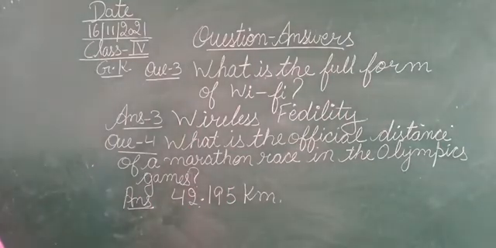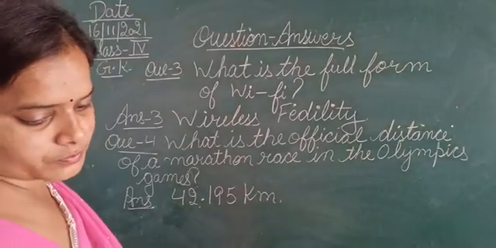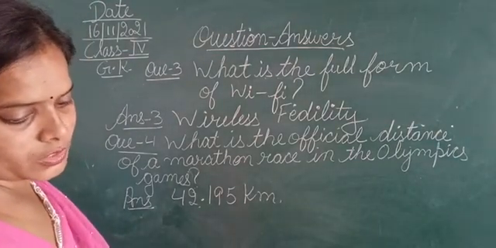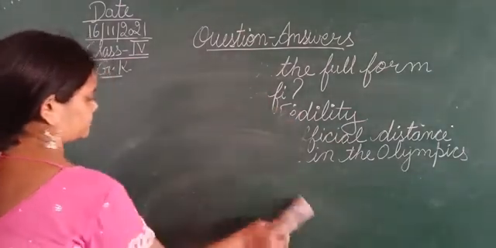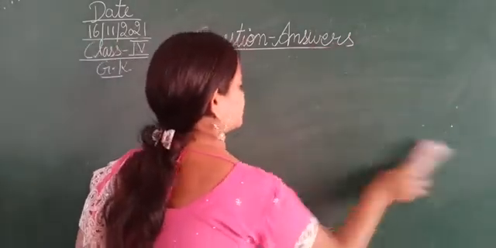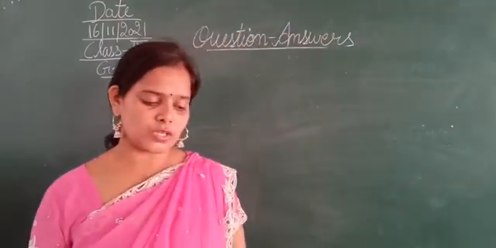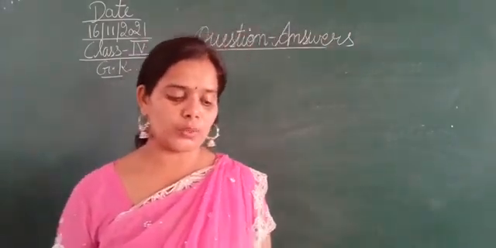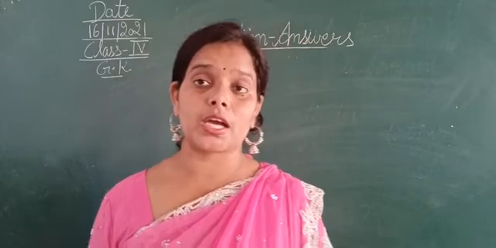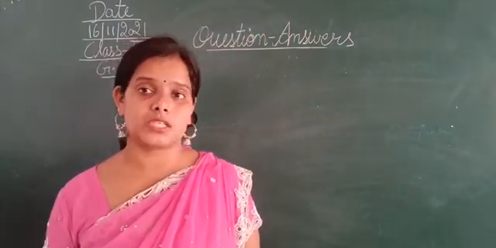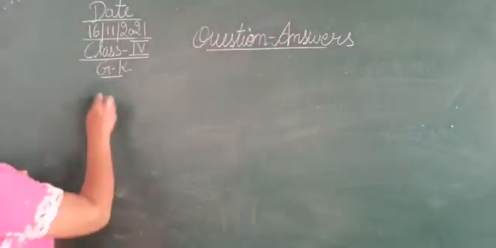Okay? Chaliye. Moving next to question number 5. Okay. What is the name of the highest dam in India with the height of 260 meters? What is the name of the highest dam in India with the height of 260 meters? So that is Tehri Dam. Okay. Question number 5.